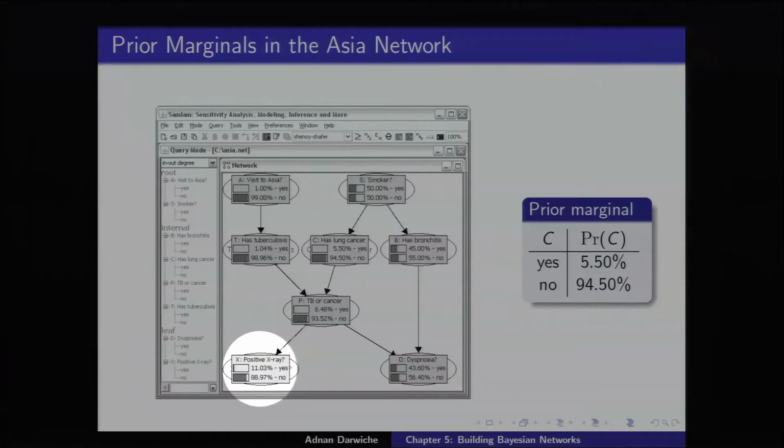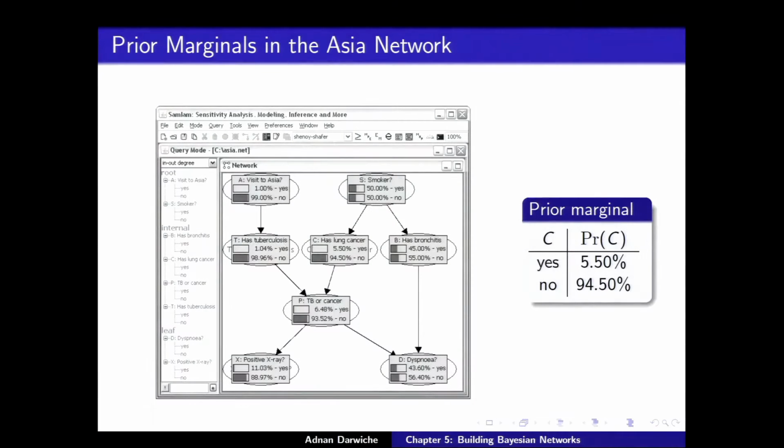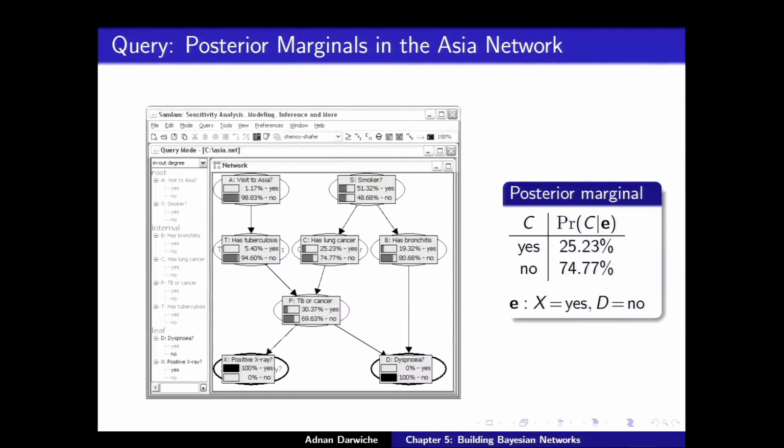11% yes, 88.9% no. These are called marginals, marginals over single variables. You can also have a marginal over 2 variables. It's not shown here. So you look at these 2 variables. They have 4 possible states. I give you a distribution over those 4 possible states. And there is the prior marginal, which is this, where I don't have evidence. And there is what people call the posterior marginal, where in this case I do have some evidence.